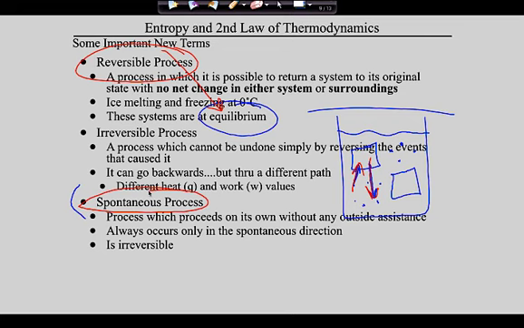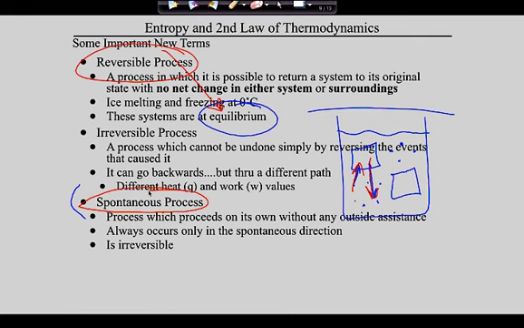So now we've really got two different kinds of reactions. We've got equilibrium reactions, which are reversible, which means they go both ways at the same time. And then we've got spontaneous reactions that have a direction they always go and a direction they never go without being pushed. Go ahead.